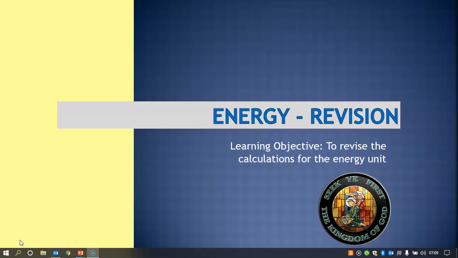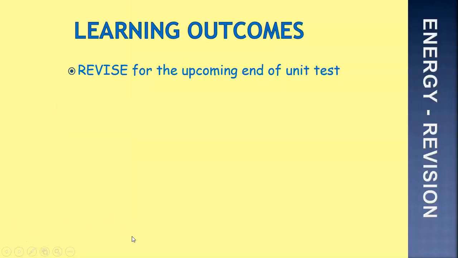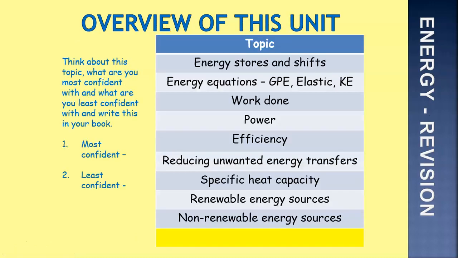Okay, so today our learning outcomes are to revise for the upcoming end of unit test. That is the overview of this unit. There are 9 sections of the topic we were doing. Think about this topic and which one you're most confident with and least confident. Write that in your book. If you pause the video while you do that.